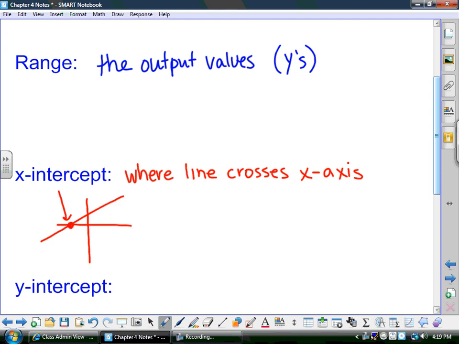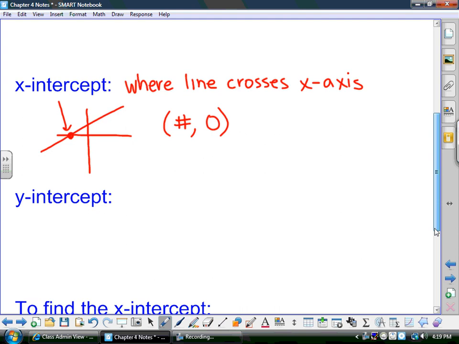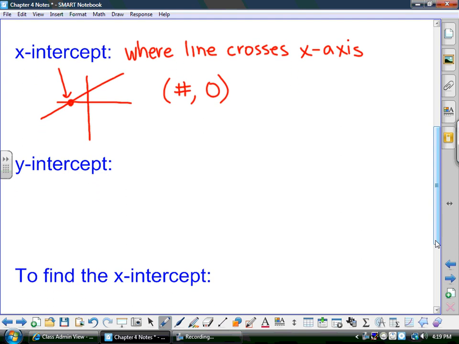Since that point is right on the x-axis, it is going to have a number for x, but it's not going to go up or down any, so it's going to have a 0 in the y-coordinate. The y-intercept will be where the line crosses the y-axis.